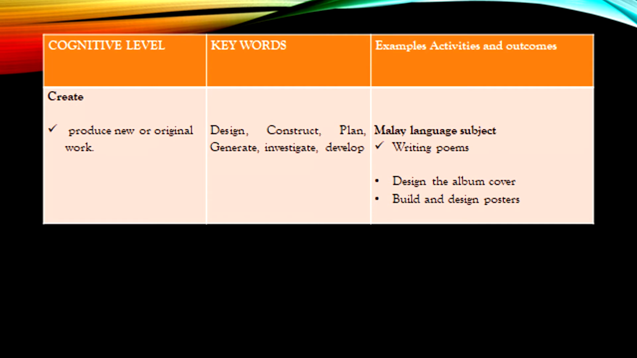Okay, third and the last cognitive level, create. Produce new or original work. This level is the ability to combine elements together to form one that is interconnected as a whole, reorganizing the elements into a new pattern or structure. Keywords: design, construct, plan, generate, invent, develop.